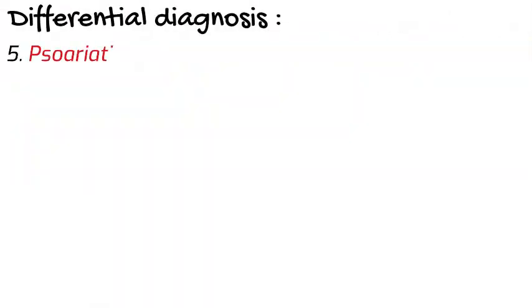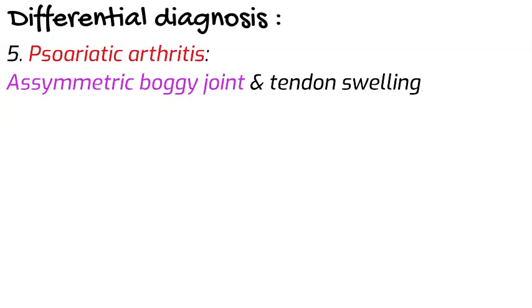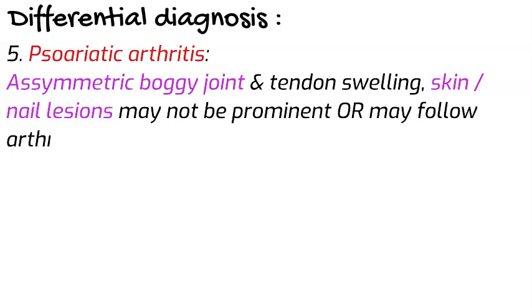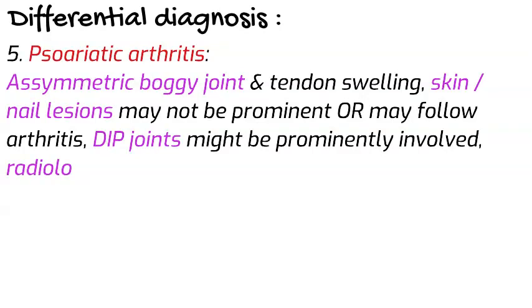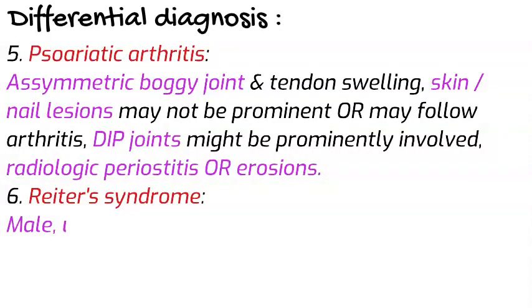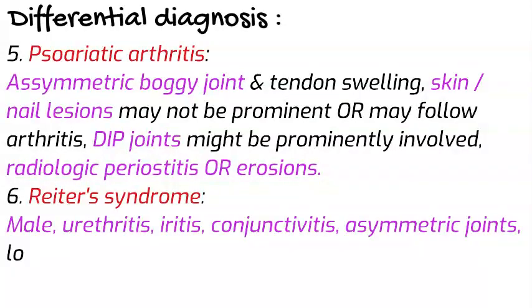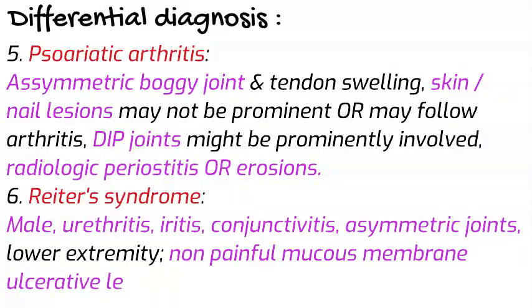Number 5. Psoriatic arthritis. Asymmetric boggy joint and tendon swelling. Skin or nail lesion may not be prominent or may follow arthritis. DIP joints might be prominently involved. Radiologic periostitis or erosion. Number 6. Reiter syndrome. Male urethritis, iritis, conjunctivitis, asymmetric joints in lower extremity, non-painful mucous membrane ulcerative lesion, and weight loss.